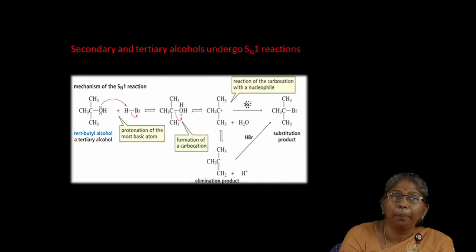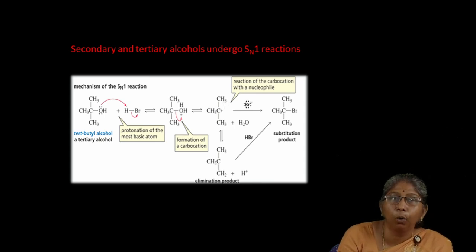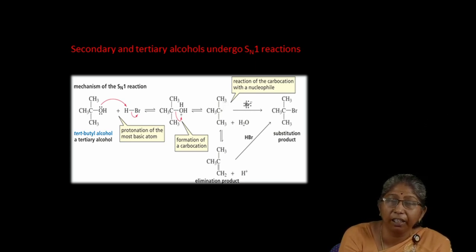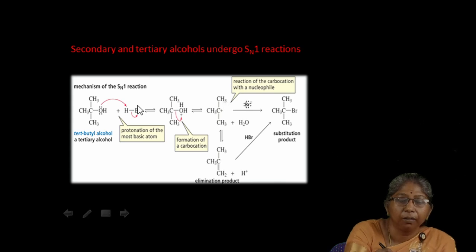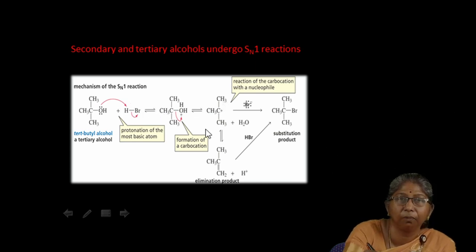Now coming to the mechanism, secondary and tertiary alcohols undergo SN1 reaction, that is unimolecular nucleophilic substitution reactions. See the mechanism. How will the reaction take place? It takes place in two steps, via the formation of a carbocation intermediate. First, protonation of the most basic atom, which is the oxygen atom. The oxygen accepts this H plus and is converted to a positive oxygen.